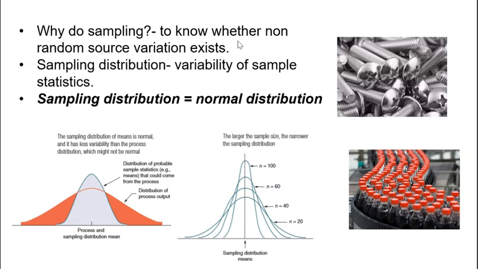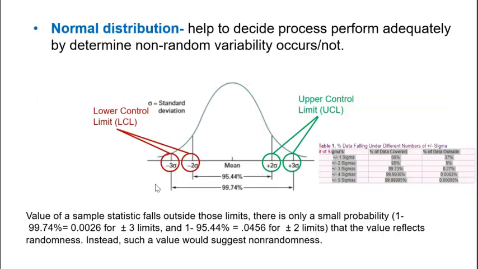So why do we do sampling? To know whether non-random sources of variation exist, which we can solve. For example, screws or bottled water, which you produce in a big lot size, so we use sampling. And for the sampling distribution, we usually have a normal distribution. In a normal distribution, it helps to decide whether the process performs adequately or not.